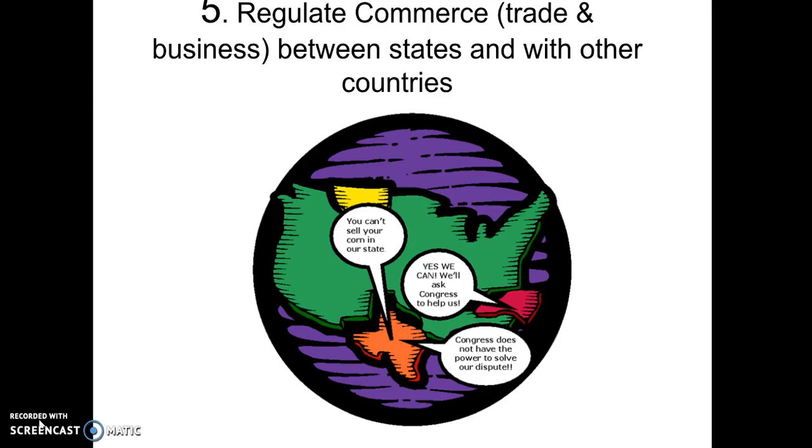The national government also regulates commerce between states and with other countries. So again, that's trade agreements, but it's also with regulating businesses and having fair practices towards their employees. They're not discriminating against gender or religion, that there's a minimum wage. They're regulating all that stuff from the national level, so it's fair state to state.